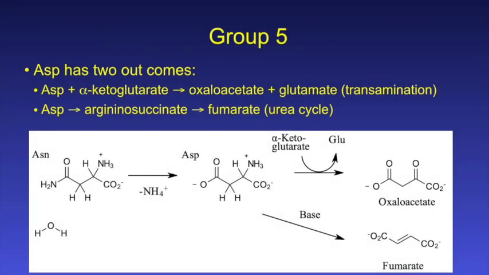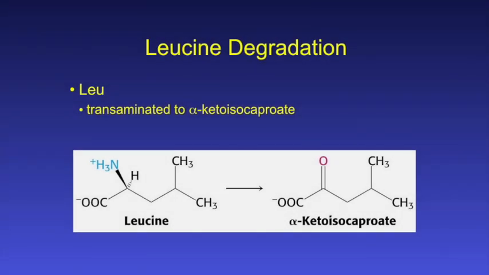All right. So transamination, and we've got that particular reaction. The aspartate can actually also react with argininosuccinate to create the fumarate in the urea cycle. We saw that reaction, and so that's another way in which degradation can actually happen. Leucine is its own little thing.